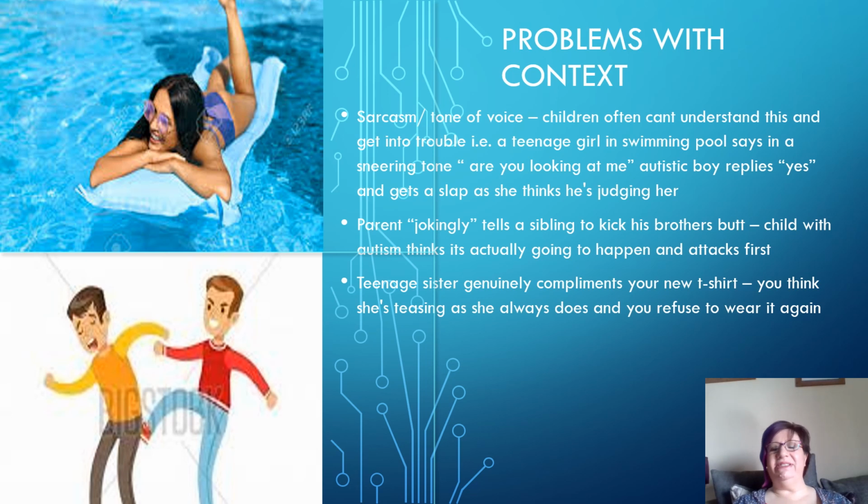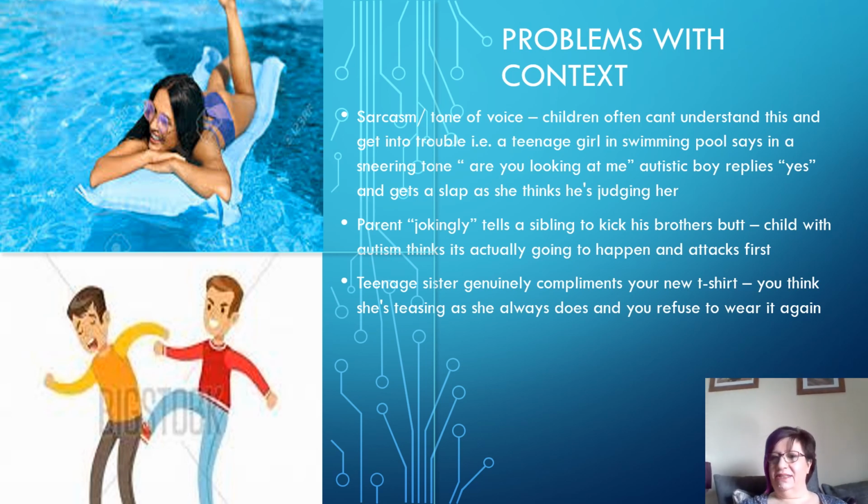So say, for instance, you've got a teenage girl in a swimming pool who a young lad is looking at, and the teenage girl might say, "Are you looking at me?" An autistic boy might reply yes, because they tend to be incredibly honest. But that actually might end up with that girl slapping that boy because she thinks that she's being judged, because he can't read the context of the sarcasm. I don't want you looking at me. This is private. You're making me feel uncomfortable. They're not always able to read that context.